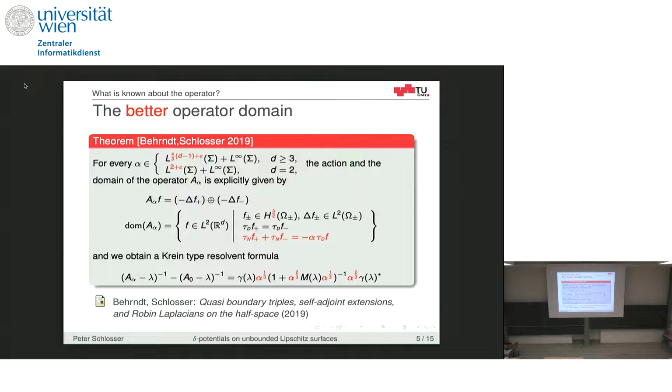the same calculations can be done for the delta potential. It's just one on the Robin Laplacian here. You just have one half space, and on the delta you take both, and then you combine both from the sides. But the calculations are more or less exactly the same.